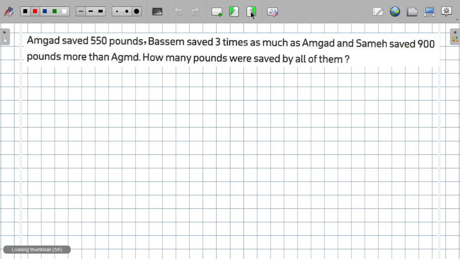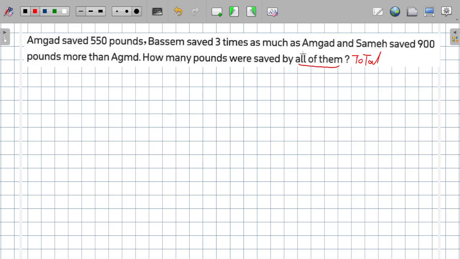The next question is like that. I have Amgad saved 550 pounds. Basim saved 3 times as much as Amgad. And Sameh saved 900 pounds more than Amgad. So how many pounds were saved by all of them? So I want the total of the 3 persons.